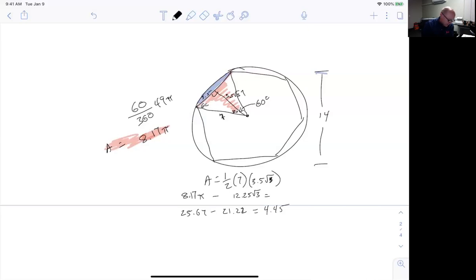What is the probability then of hitting that section? All right, well, I have the area of that blue section. If I took the area of the whole big figure, and put my 4.45 over that, I would get the probability. So the area of the whole circle, we already said, was 49 pi. So what's 49 pi? 49 times pi is about 153.94.